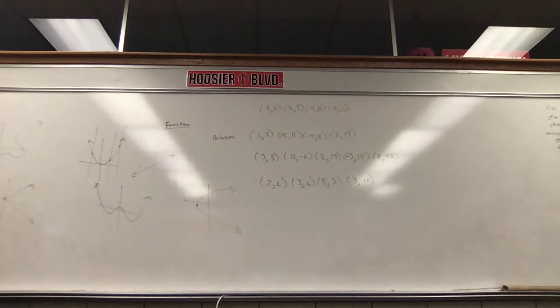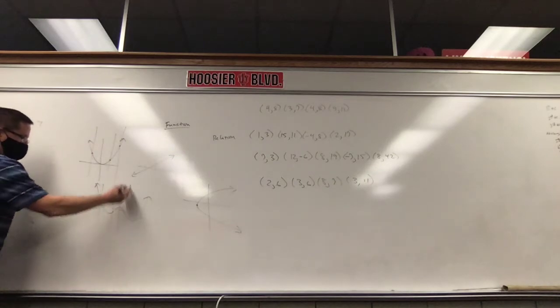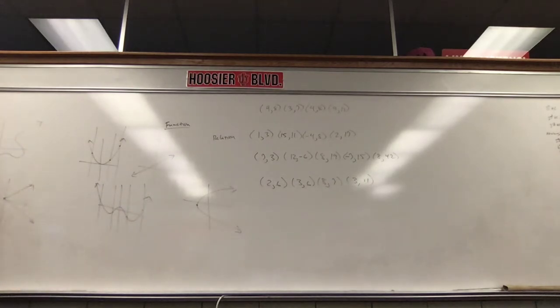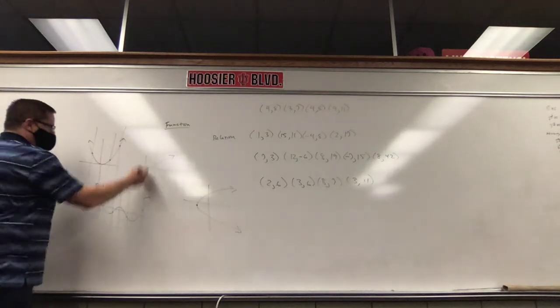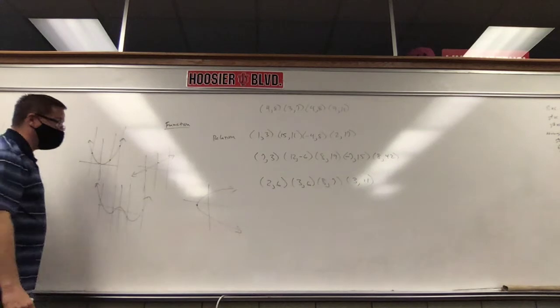There's no vertical line that'll hit the graph in more than one spot. That's good. That means it passes the vertical line test. It is a function. Here, it hits it in one spot. One spot. One spot. It always hits it in one spot. Okay? This one, it never hits it in more than one spot.